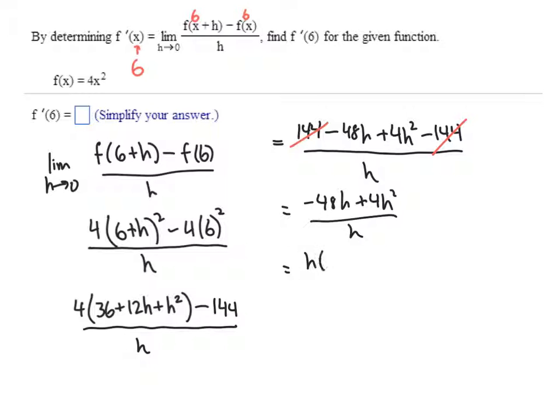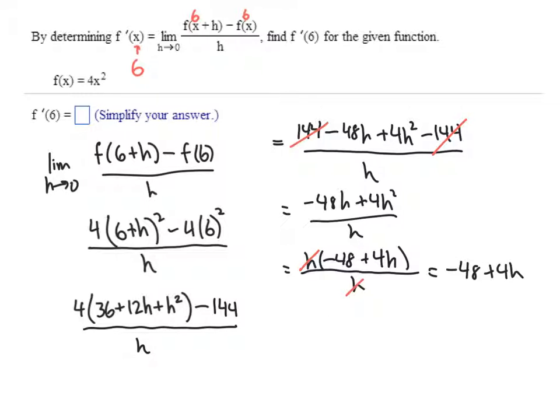Now we can factor an h out of the top. We get 48 plus 4h, all times h, divided by h. The h on the top divides out with the h on the bottom, and we end up with 48 plus 4h.